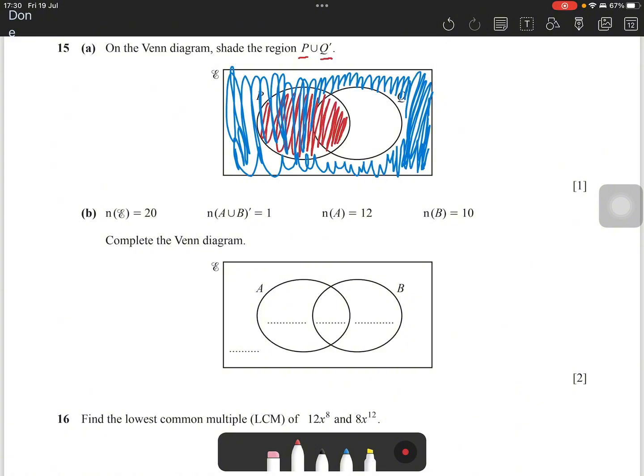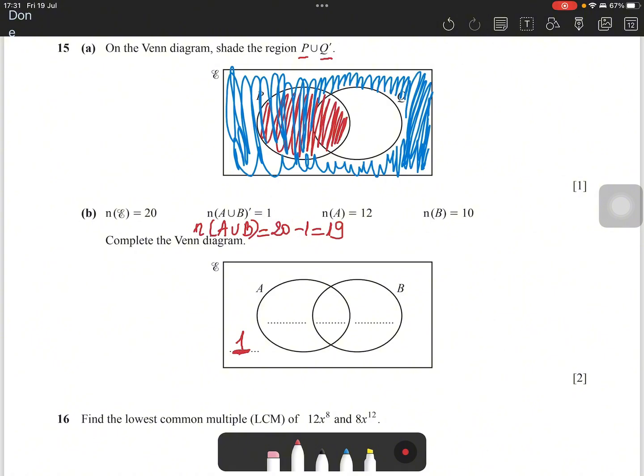B. The universal set is 20, and the set that is not in A or in B has one element, which means this is 1. And this also means that the number of elements in the set A union B is 20 minus 1 equals 19.